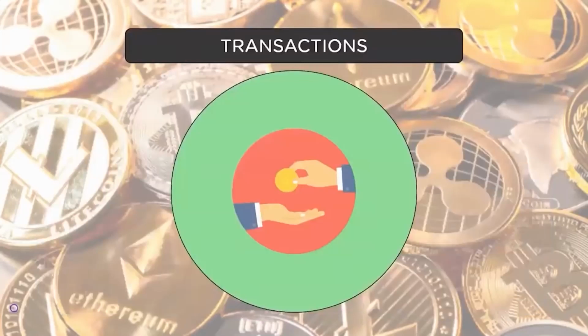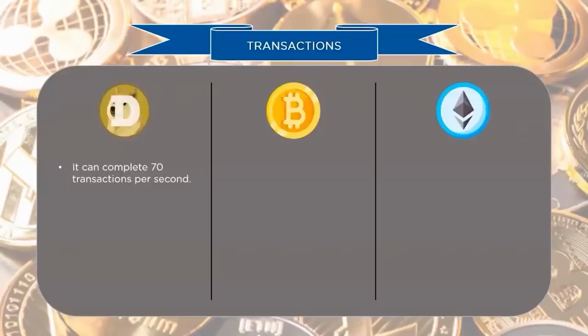Now, moving on to the following comparison, which is transactions. Dogecoin is the fastest and can complete 70 transactions in 1 second and takes just 2 to 3 minutes to confirm a transaction. Bitcoin can complete up to 5 transactions in 1 second and takes 10 minutes or more than that to confirm one transaction. And Ethereum can complete 30 transactions per second and it takes just a few minutes to confirm it.